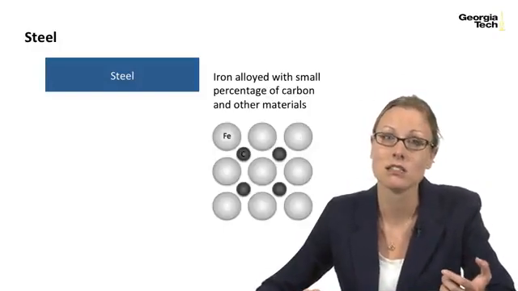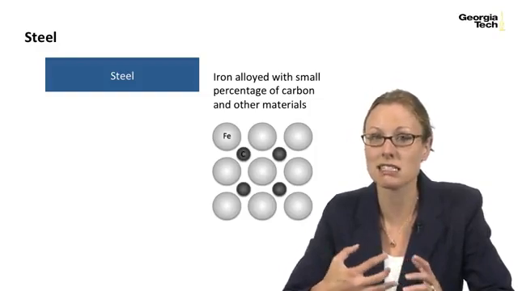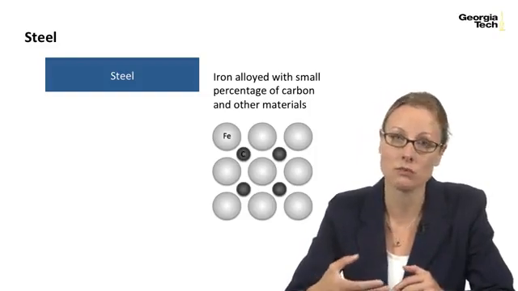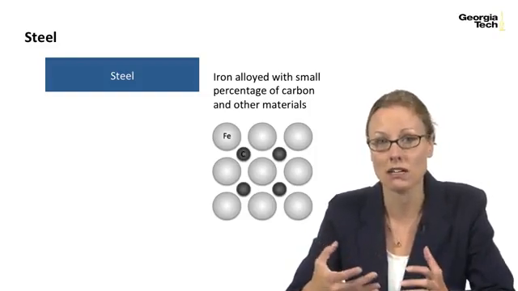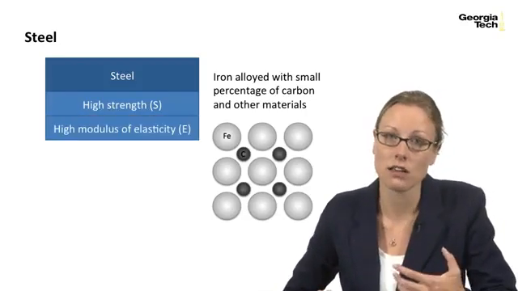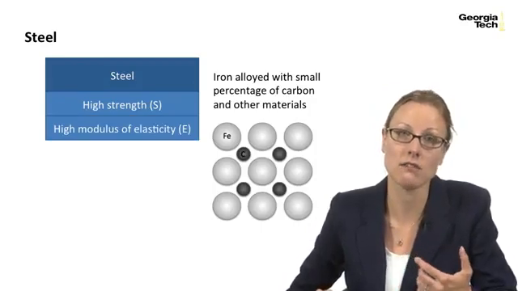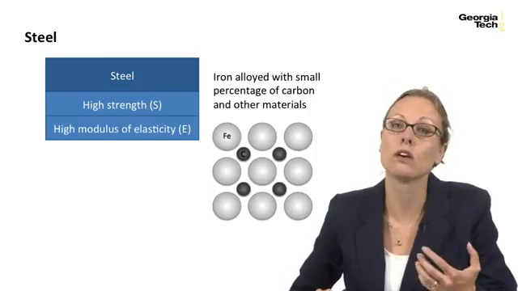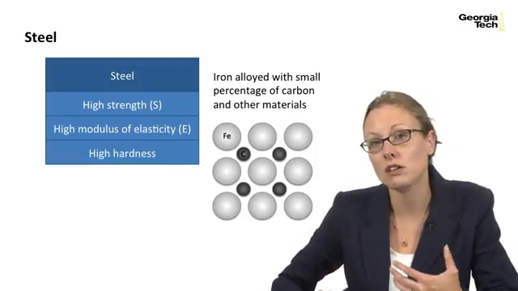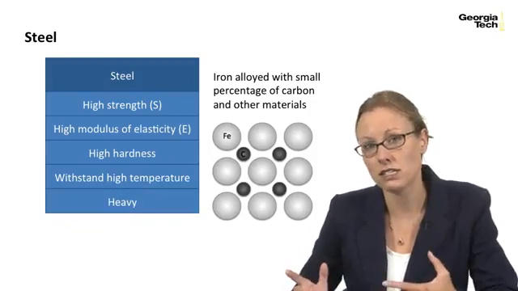So steel. As a reminder, it's probably been a while since you've taken material science. Steel is an iron that's been alloyed with a small percentage of carbon and other materials, including chromium or manganese. Steel is known for its strength. It has a very high strength, and it also has a high modulus of elasticity, which is why you tend to see it in designs that have either high load requirements or small deflection requirements. Steel also has a high hardness. It can withstand high temperature. The downside is that it's quite heavy.